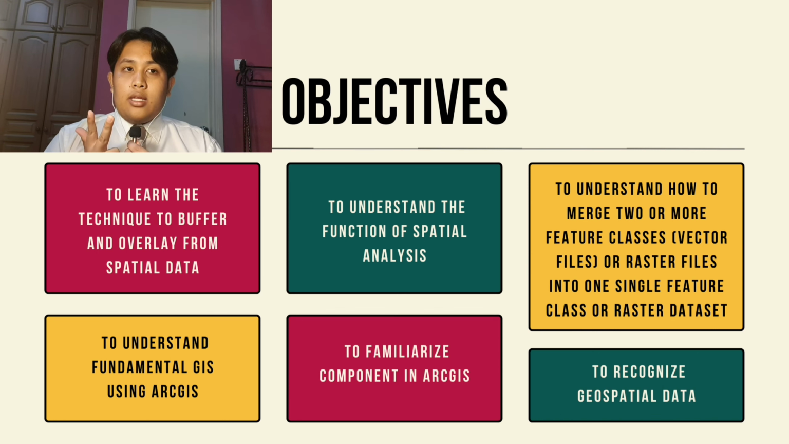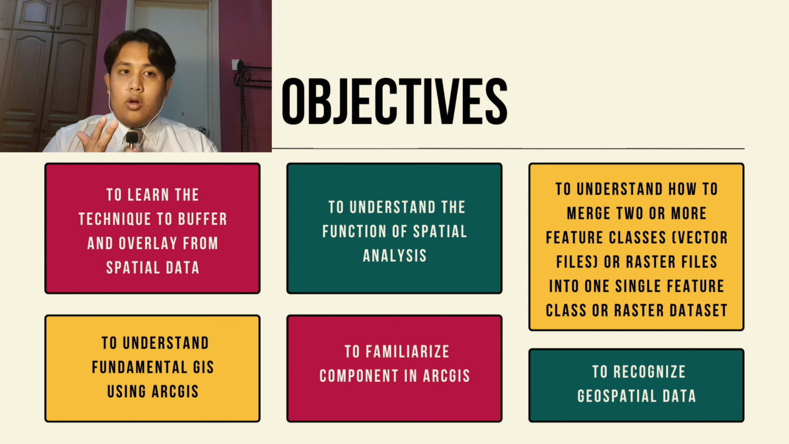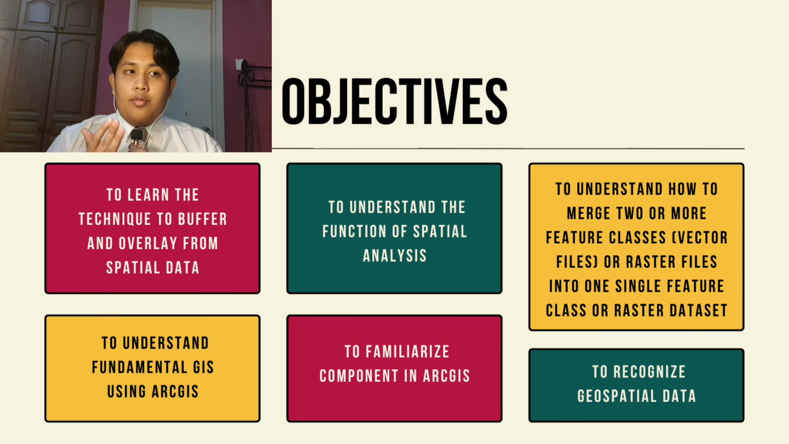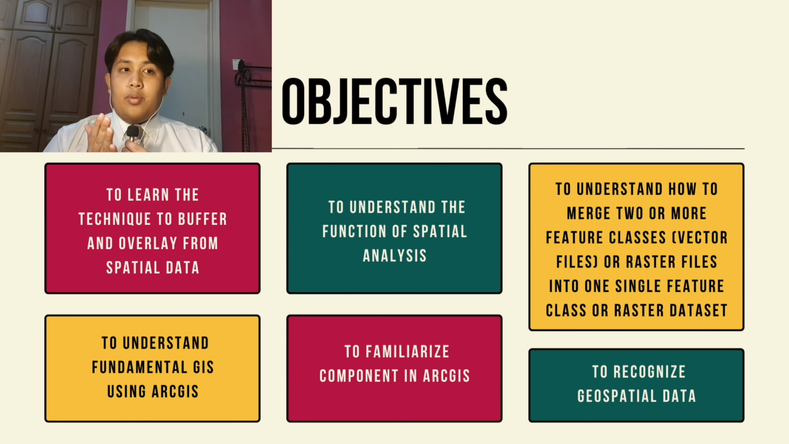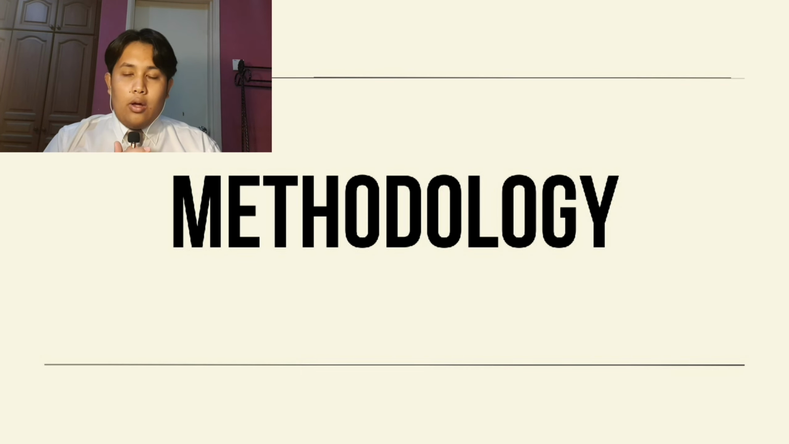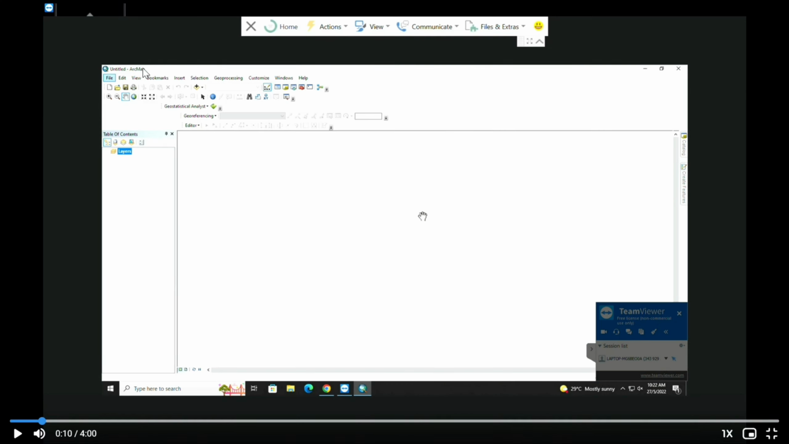Third, to understand how to merge two or more feature classes, vector files or raster files into one single feature class or raster dataset. Fourth, to understand fundamental GIS using ArcGIS. Fifth, to familiarize components in ArcGIS. And last but not least, to recognize geospatial data. And now, let's go to the methods. Let's start with our methods for Module 3, Spatial and Geostatistical Analysis.